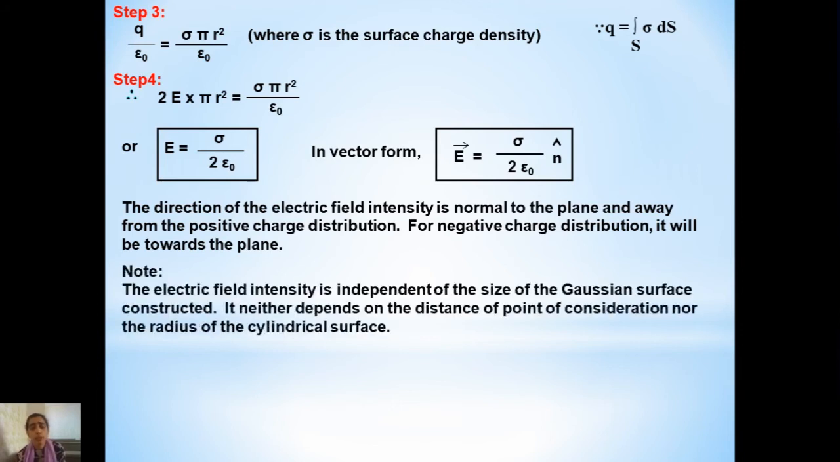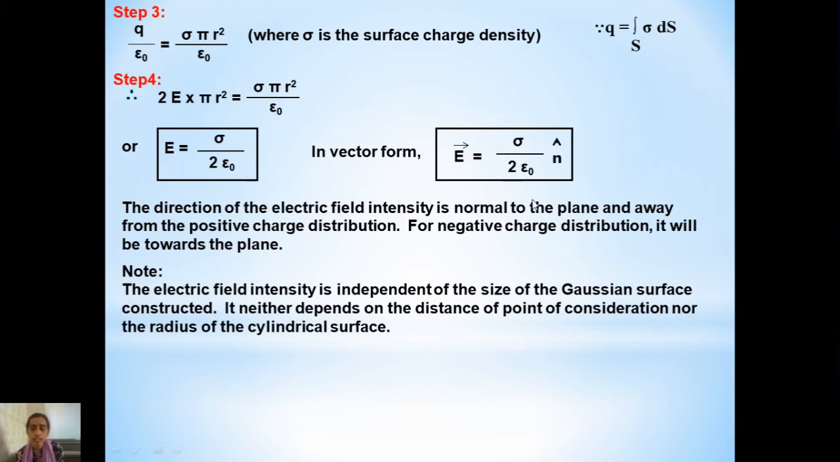Few more important points you should remember relating to this derivation, that is, here also the electric field intensity is independent of the Gaussian surface what we have constructed. Whatever may be the size of the Gaussian surface, that doesn't matter, and it neither depends on the distance of point of consideration nor the radius of the cylindrical surface. You can see in this equation there is no term of r or the distance.